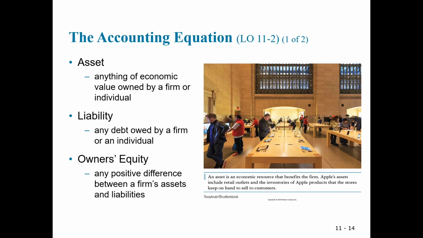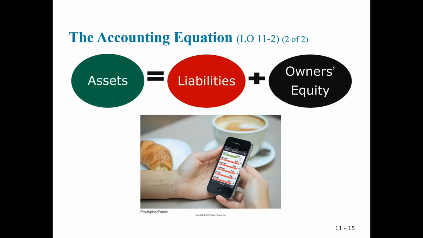Assets and liabilities. An asset is any resource that is expected to benefit a firm or an individual that owns it. A liability is a debt that the firm owes to an outside party. Owner's equity. The amount of money that owners would receive if they sold all of a company's assets and paid all of its liabilities. The accounting equation. Accountants use the following equation to balance the data pertaining to financial transactions. Assets equals liabilities plus owner's equity.